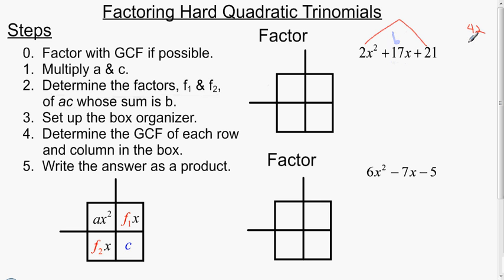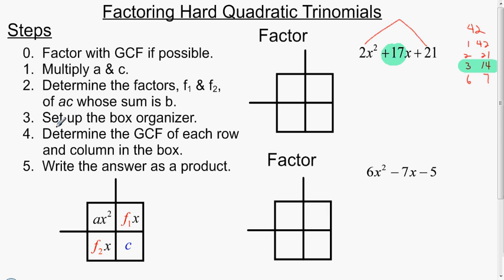So listing them out, I get 1 and 42, 2 and 21, 3 and 14, 6 and 7, and that exhausts the list. Now, we should see here that this 3 and 14 is where I'm getting a sum of 17, so I'm going to want those factors.